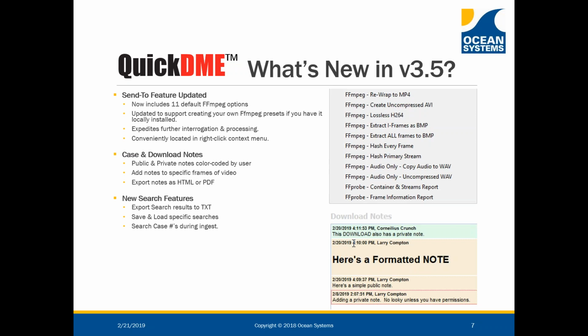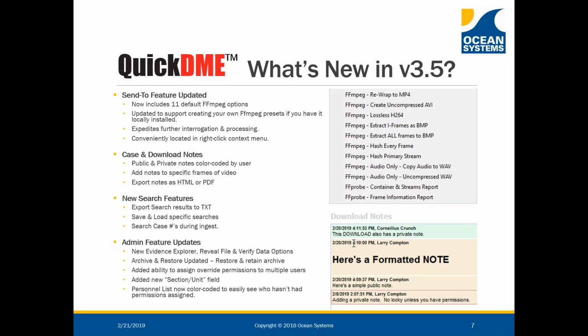A ton of new search features have been added, such as the ability to export your search results to a text file, to save and load specific searches that you perform quite regularly. So if you have a custom search that you like to use to see what cases have been assigned to you based on a custom field, for instance, you can load that search as soon as you open Access DME and see those cases immediately. You can search case numbers now during ingest as well. So when you're ingesting evidence through Quick Downloader, we've added a case search feature there. Again, a user requested feature.